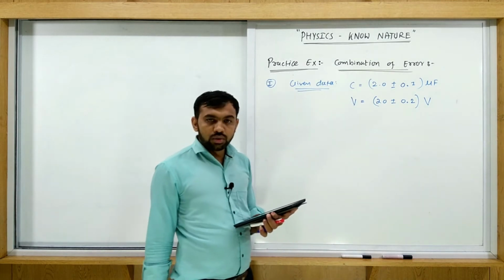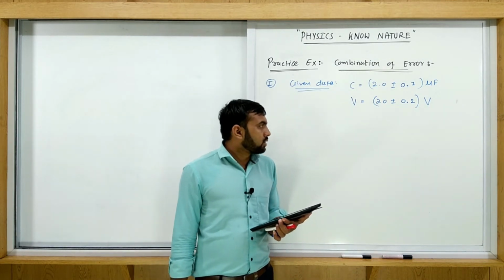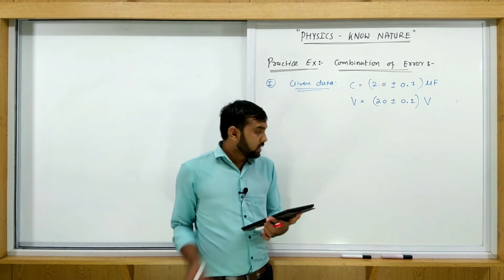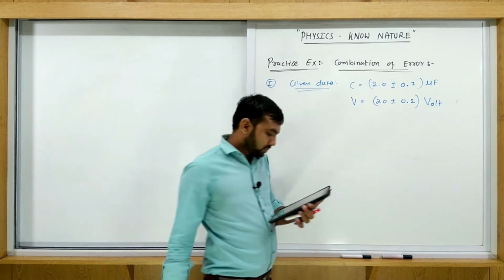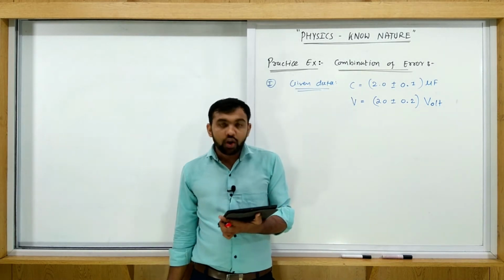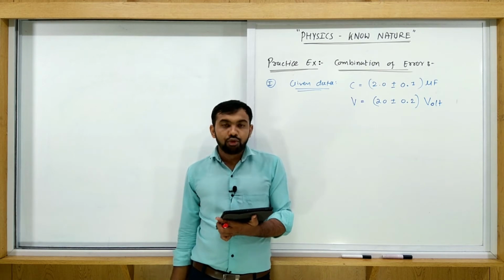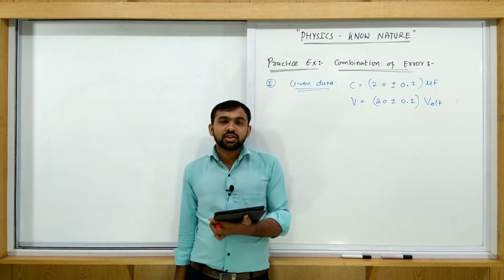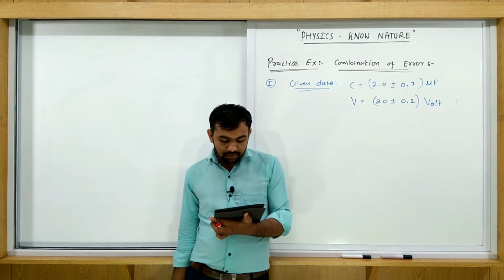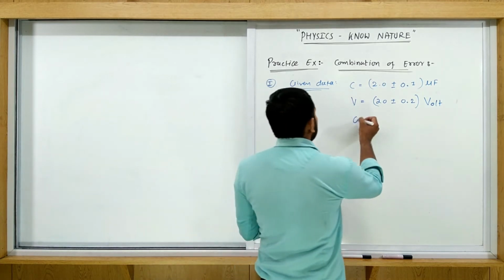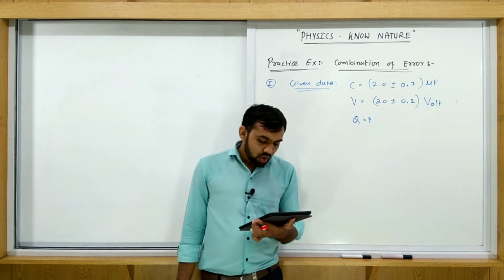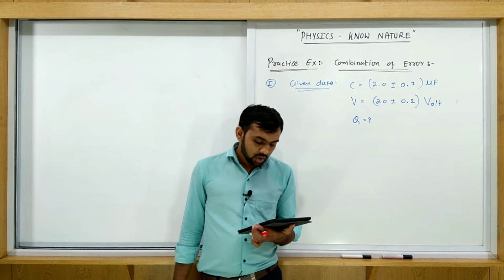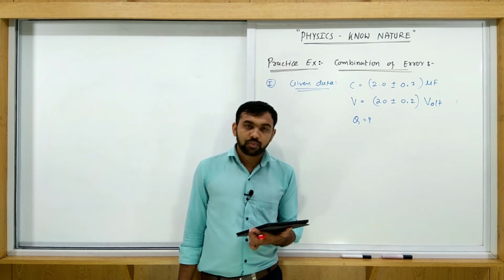V is equal to 20 plus or minus 0.2 volt. This V represents the volt. Okay, volt. Full stop. What will be the charge capital Q on the capacitor? Question mark.